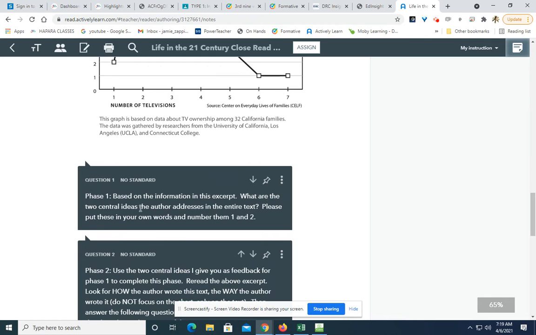Once you read through it once, make sure you answer this question for phase 1. Based on the information in the excerpt, what are the 2 central ideas the author addresses in the entire text? Yes, we're only given this excerpt, but this excerpt contains the most important few pieces of what the entire text is about. So you can use these 2 paragraphs to determine what you think the main 2 focus areas of this text are. And I want you to please number them as central idea 1 and central idea number 2 as you answer this phase of the question.